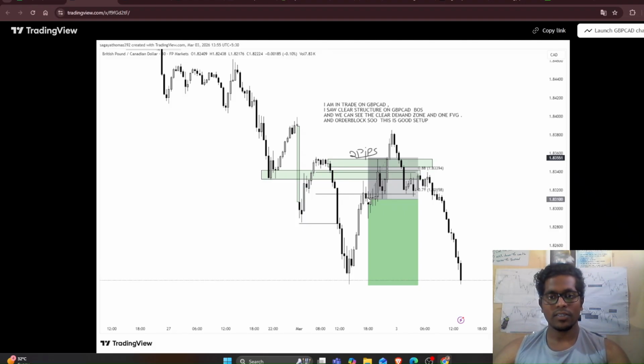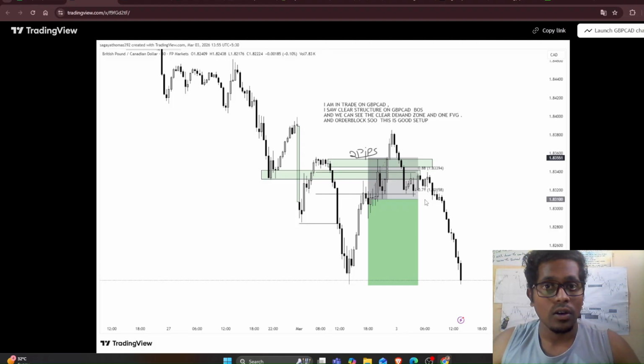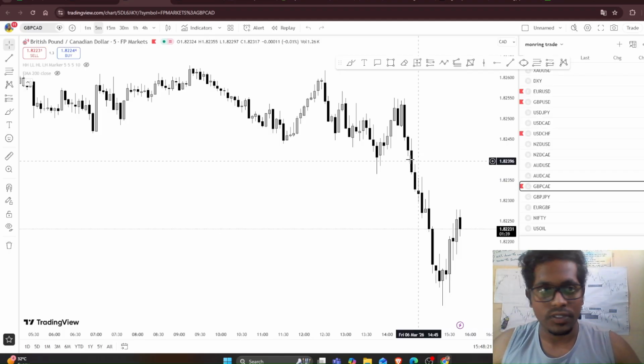I expected selling from here. What happened was we got a clear two candle confirmation, and from the two candle confirmation I took the trade. From there, it went all the way upside, hit my SL, and then went up for 10 pips. From there, it fell like anything and hit my TP. This was my first trade in GBP CAD on Monday, and we'll move on to the next setup which I found.